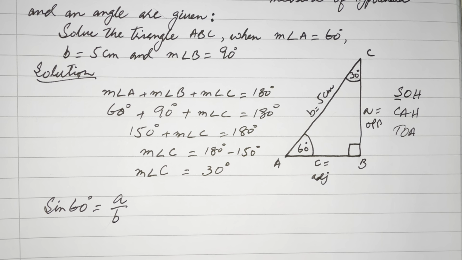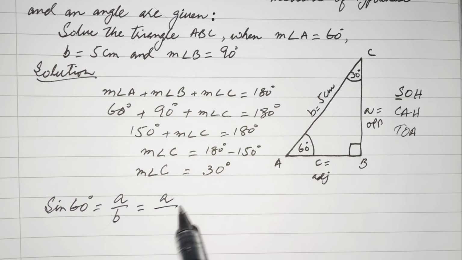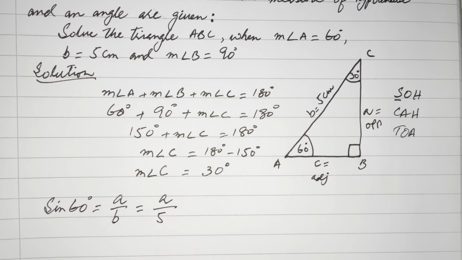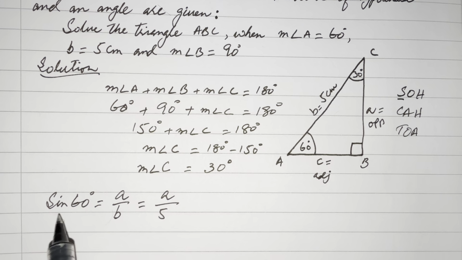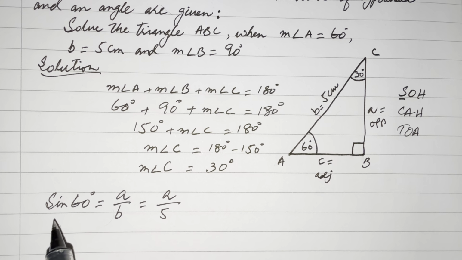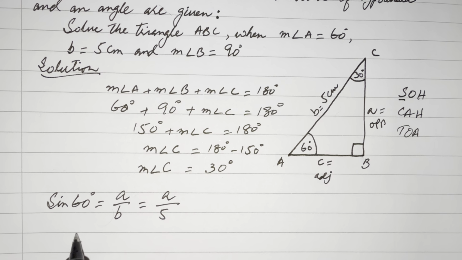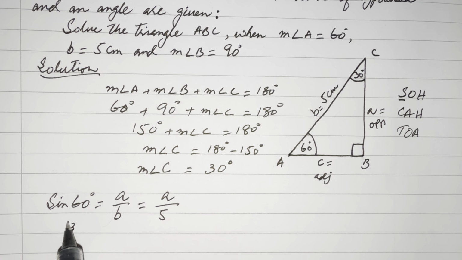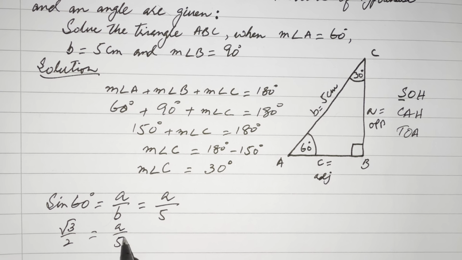So by putting the value of A and B, where A we have to find and B is given as 5. Now with the help of the table that we have already done in our previous lectures, we can find the value of sine 60. Sine 60 is equal to under root 3 over 2. So under root 3 over 2 will be equal to A over 5.